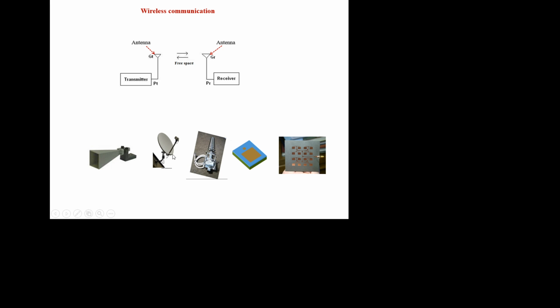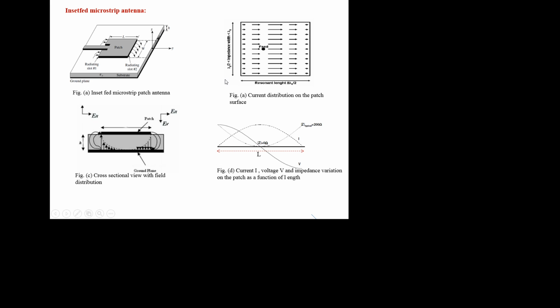So like this, different types of antennas are there in applications. Any one of these can be used as a transmitting antenna or a receiving antenna. So there are different types of antennas based on the applications. In your syllabus in the laboratory, we are studying microstrip antenna.